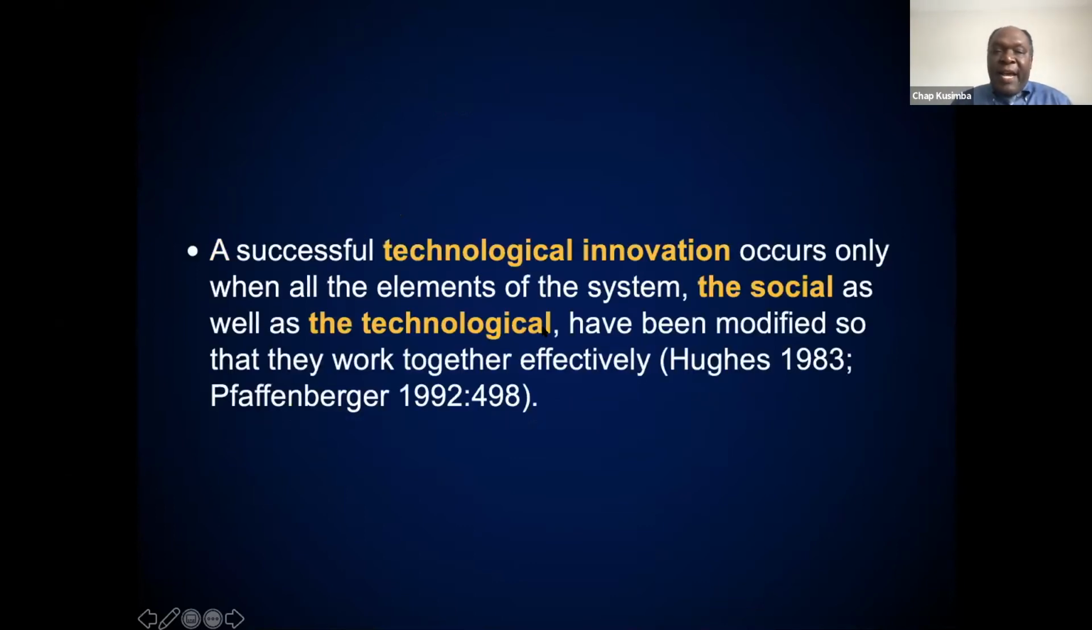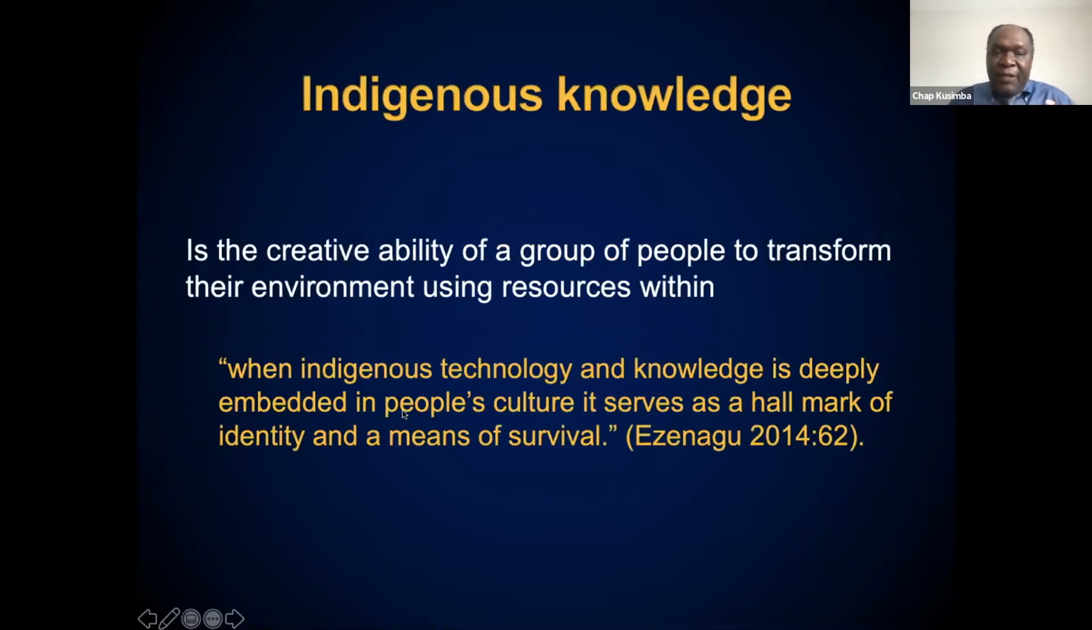But the idea here is that a successful technological innovation occurs only when all the elements of the system, the social as well as the technological, have been modified so that they work together effectively. It's still Brian Pfaffenberger and Tom Hughes' idea of the embeddedness of technology, right?